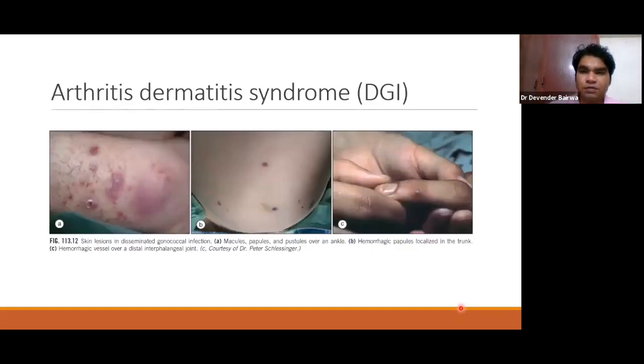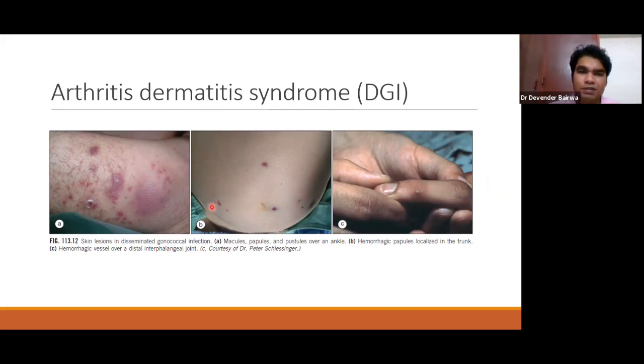So, see this figure. This disseminated gonococcal infection is also known as arthritis dermatitis syndrome. What happens? There will be involvement of multiple joints like ankle and knee, and around the joint you will see lots of skin findings. For example, in this figure there is swelling of the ankle joint, and apart from that, on the skin you can see multiple macules, papules, and some pustules. Similarly, on the trunk there are some pustules, and in this finger there is one pustule.